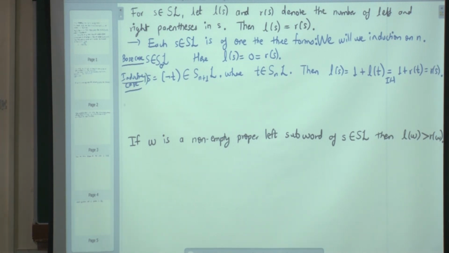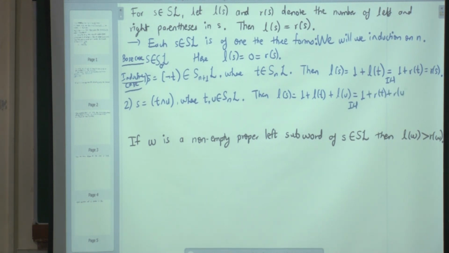Similarly, the inductive case has two steps. S is equal to T conjunction U, where T and U are in SNL, so the result holds. Then L of S is equal to 1 plus L of T plus L of U, correct? So this is equal to, by induction hypothesis, 1 plus R of T plus R of U, which is equal to R of S. So we are done. Very simple and boring proof, but let us see if you can use the same logic over here.